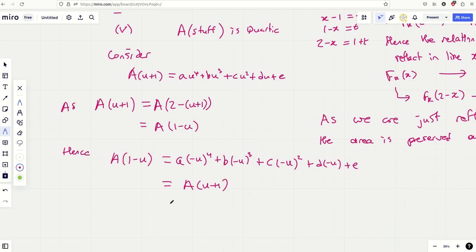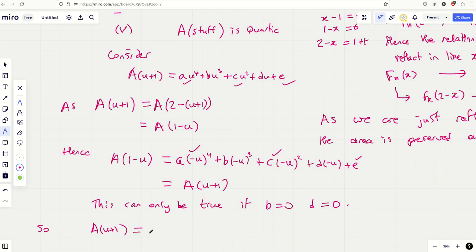Well, just by comparing coefficients, we can see this can only be true if b equals 0 in my case and d equals 0. Because the other terms are going to be identical. You're going to have a u to the power 4, same as this one. You're going to have c u squared, same as that one. You're going to have an e on the end, same as that one. But these are going to have different signs, and that's only the case if b equals 0 and d equals 0. And so I can say A of u plus 1 must be able to be written as a u to the power of 4 plus c u squared plus e.